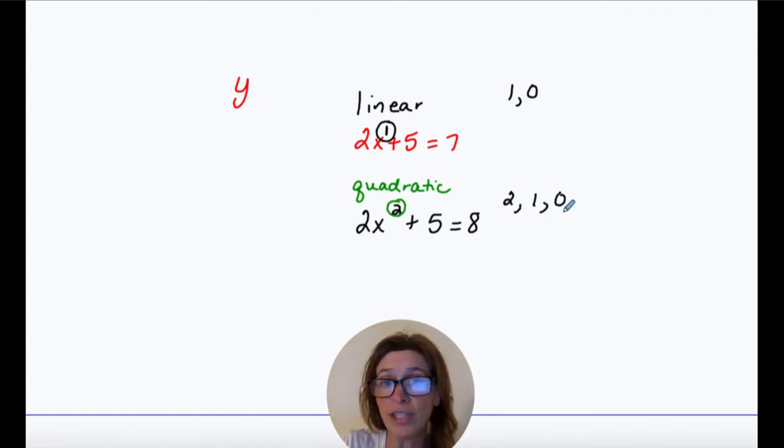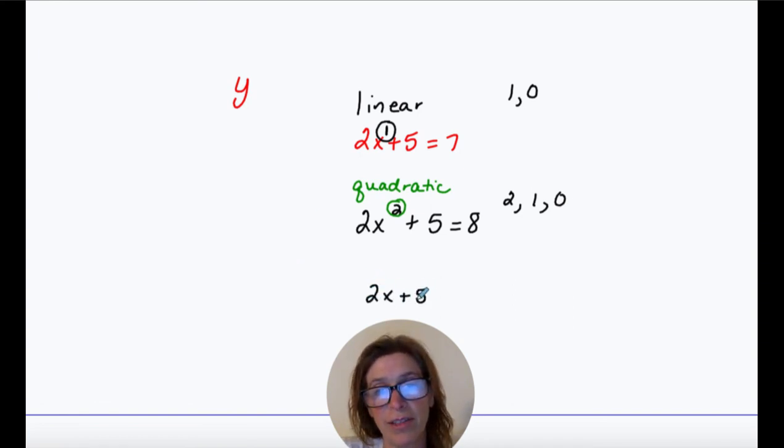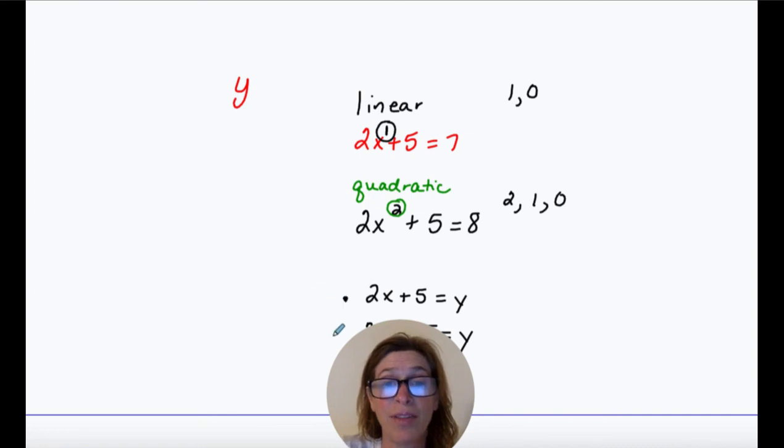Now these are equations, but I can also have a linear function or a quadratic function. And that would mean that I'd have an x and a y variable, and we're going to be spending a lot of time talking about these types of functions this year, but you are going to want to recognize the difference between the two.